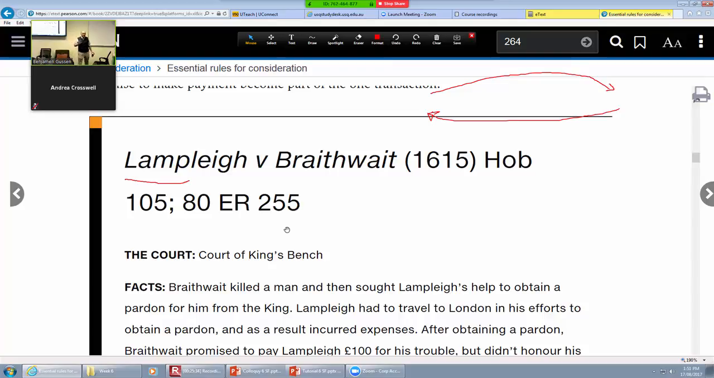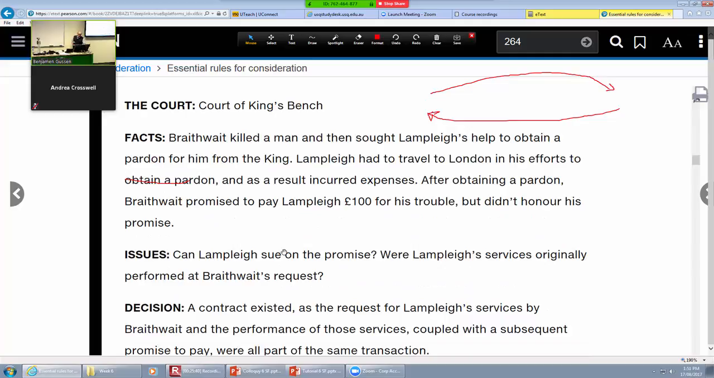Let's look. The facts are very bizarre: a pardon and a king and stuff. Braithwaite killed a man, and then sought Lampley's help to obtain a pardon for him from the king. So you can kill anyone and then go and ask for a pardon from the king or the queen. I don't know if you still do that. Hopefully. That's why it's still 1615 and we're still teaching it.